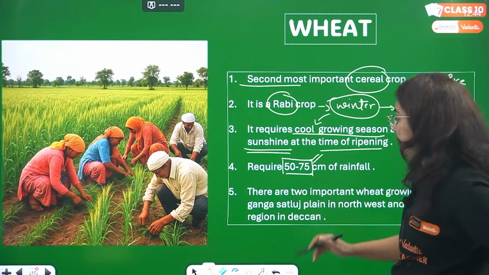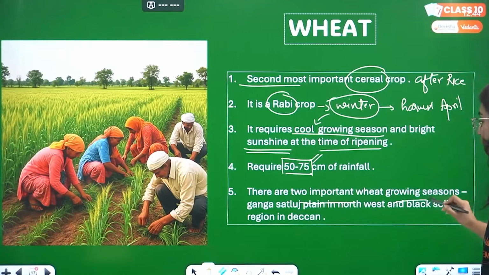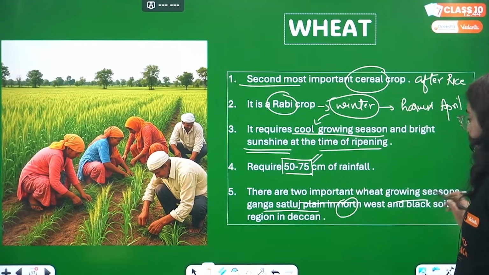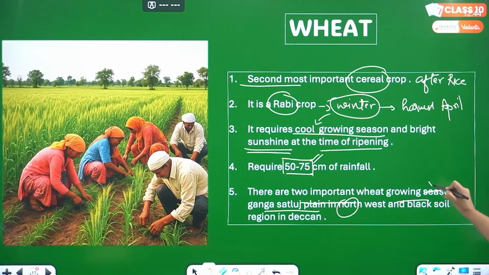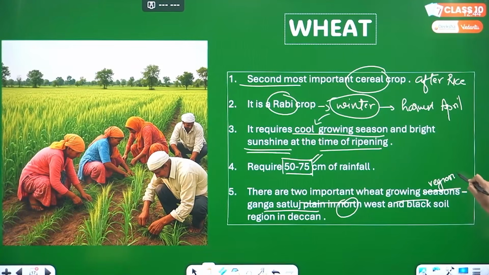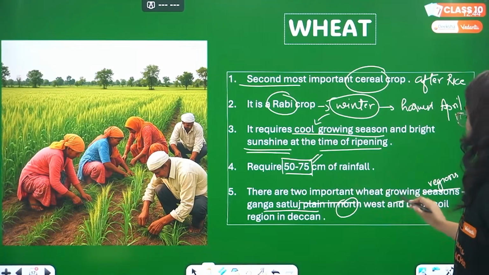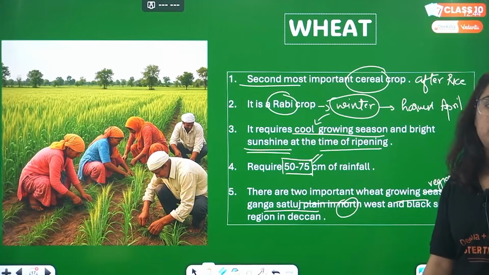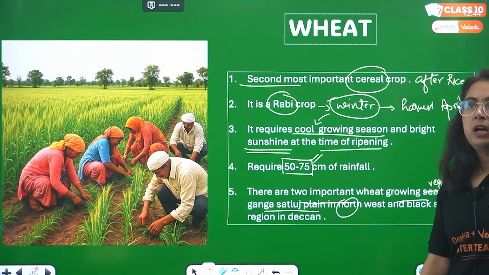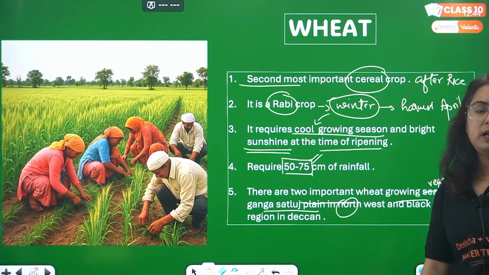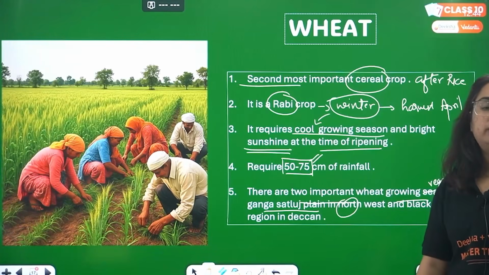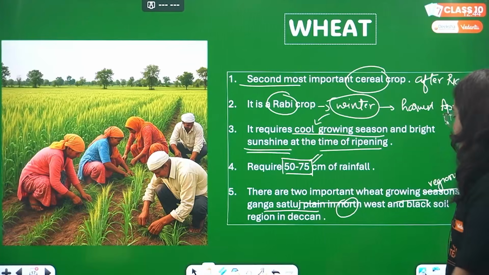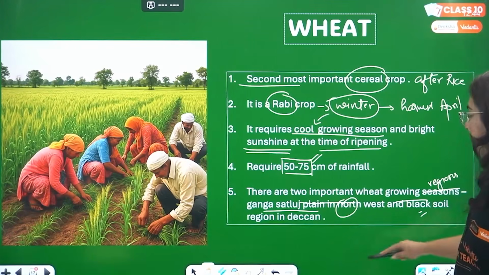Okay, there are two important wheat growing regions. One is the Ganga Satluj plain in the northwest. Here they are talking about the northern part of India. By this I mean Punjab, Haryana, parts of Uttarakhand. Then we can completely take Uttar Pradesh, Bihar, the whole Ganga region. The other is the western black soil region in the Deccan.